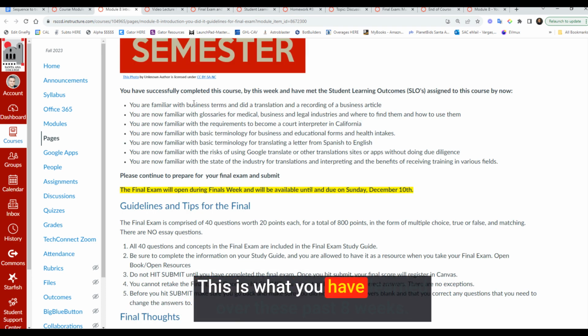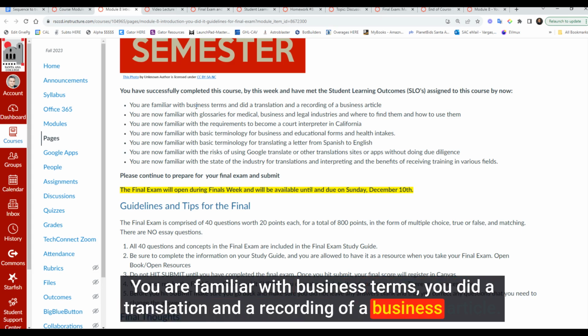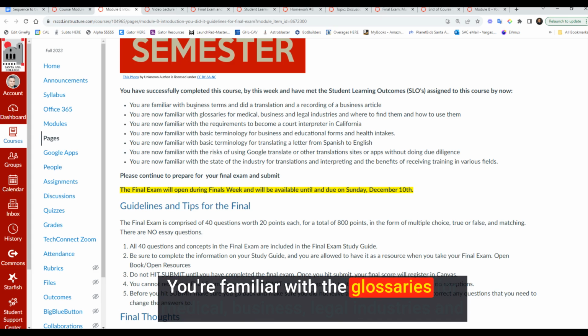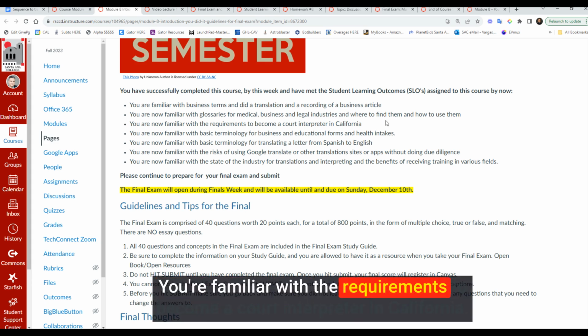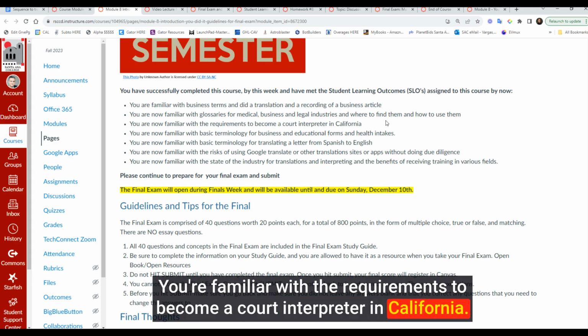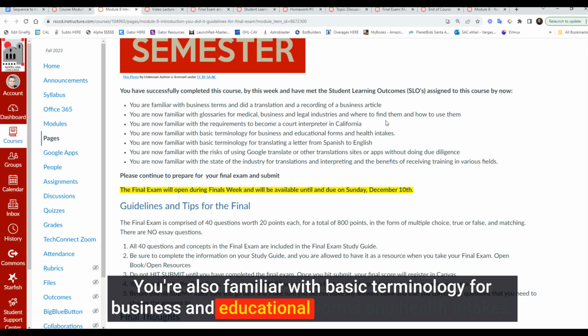This is what you have learned over these past 8 weeks. You are familiar with business terms. You did a translation and a recording of a business article. You're familiar with glossaries for medical, business, legal industries and where to find them, how to use them. You are familiar with the requirements to become a court interpreter in California. You're also familiar with basic terminology for business and educational forms and health intakes.